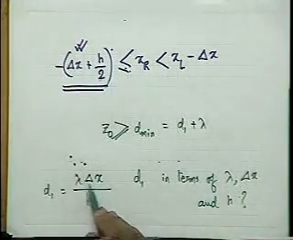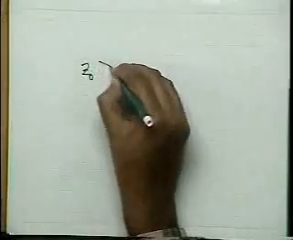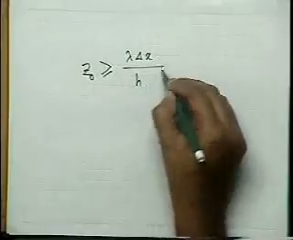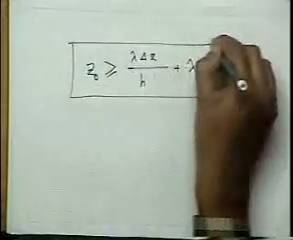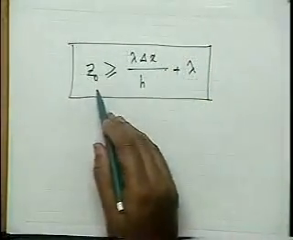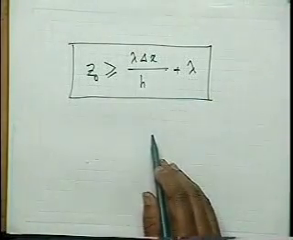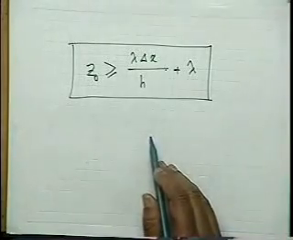So the minimum depth z0 can be written as lambda delta x divided by h plus lambda. This expression is very important: if the point P has a depth beyond this, only then can you try to recover its depth from the two views, because only then it will be visible from both the cameras.